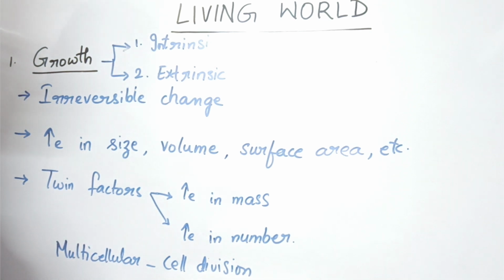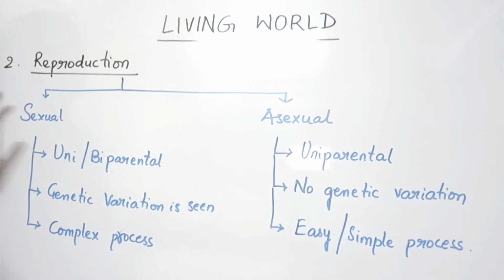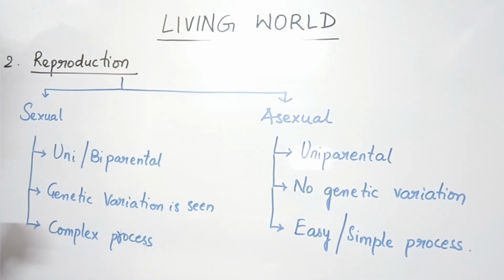Let us move on to the second one, that is reproduction. As you all know, reproduction is nothing but the production of progeny, which have features more or less like those of the parents, right? And this can be seen in multicellular organisms. Clear? Right. Now we'll talk about the different types of reproduction. There are two types: the first one is sexual, and the second one is asexual reproduction.